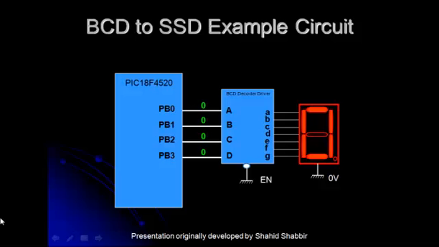Now the decoder driver will energize the corresponding segments on the 7-segment display, so a 0 is displayed. 1, it will output a 1. 2, 3, 4. So I hope you get the idea here. 5, 6, 7, 8, 9. So that's how the BCD decoder driver works.